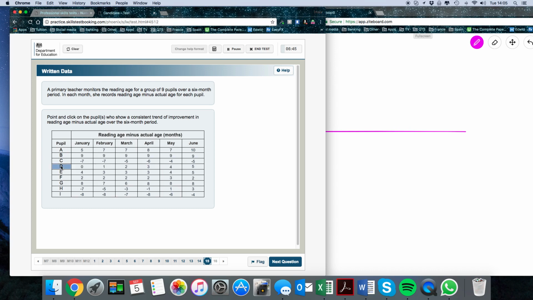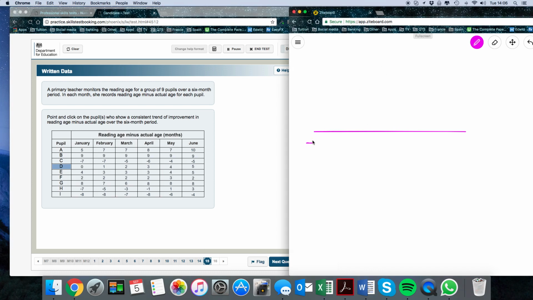Now D is the first one, I'm going to click it. Can you see it's gone 0 to 1, 2, 3, 4, 5. It's gone up by 1 each time. That is a consistent trend. E hasn't gone up, F hasn't gone up, G has gone down. Now H is the tricky one, and I'm going to do it on my little number line over here. It's minus 7, then minus 5, then minus 3, then minus 1, then 1, and then 3.